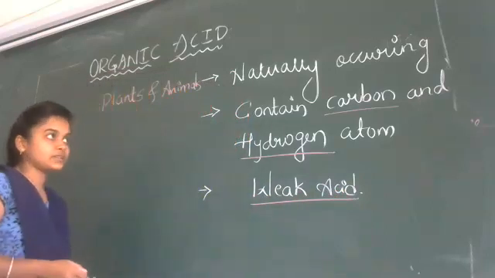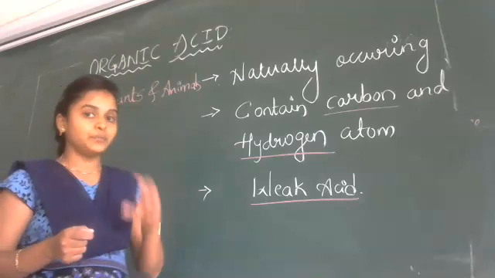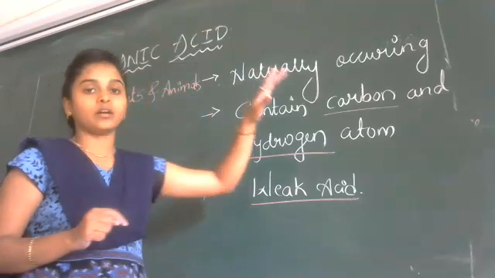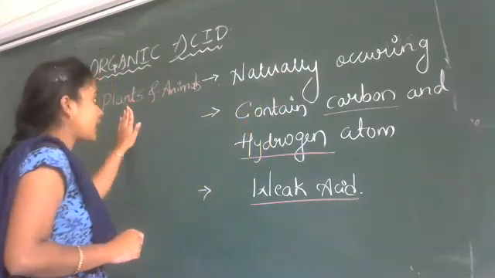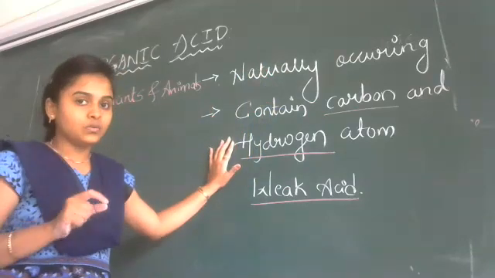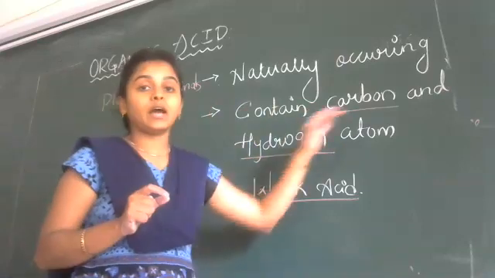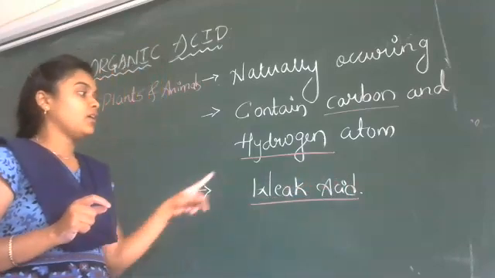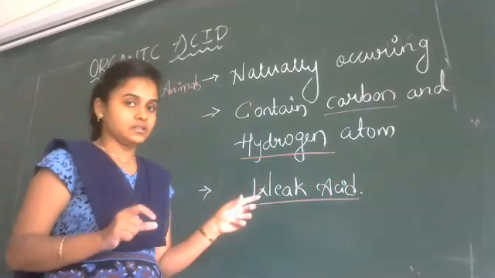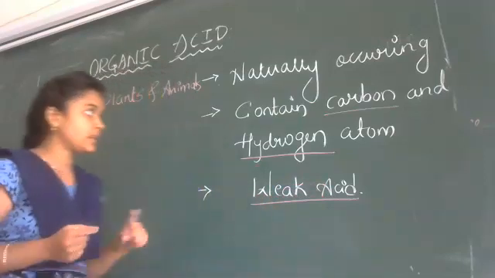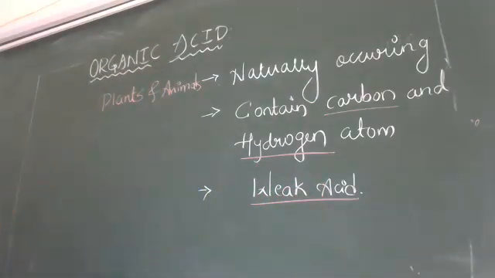So, if I ask you to explain organic acids in brief, then you should write that organic acids are the acids which are naturally occurring. They may occur from plants or animals. Second point, organic acids are those which contain carbon and hydrogen atoms. Next one, usually organic acids are weak in nature, or organic acids are also called weak acids. Do you get my point? So remember, this is about organic acids.